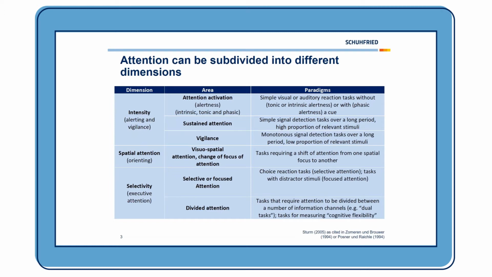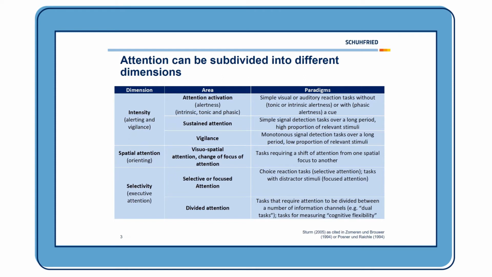When looking at the selectivity of attention, we can either measure selective or focused attention. Here we mainly have choice reaction tasks with or without distractor stimuli. Or we can measure the divided attention. Here we often have different kinds of information channels, like the auditory channel and the visual channel. And here the attention is required to be divided between these information channels.